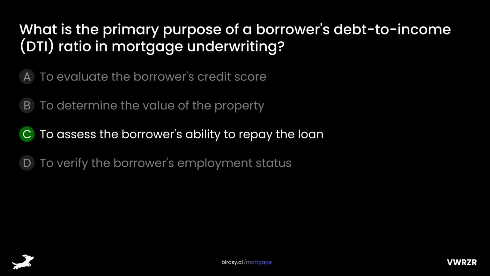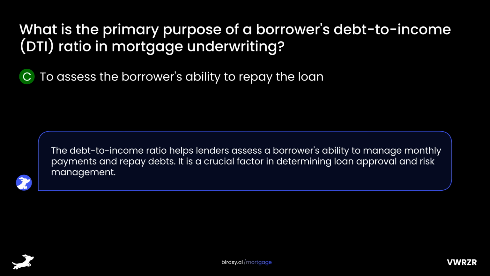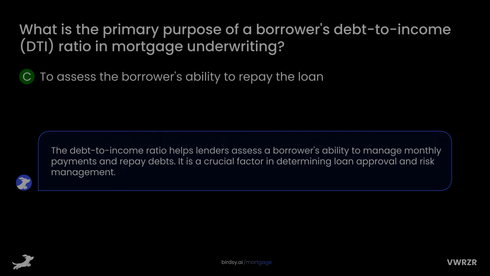The answer is C, to assess the borrower's ability to repay the loan. The debt-to-income ratio helps lenders assess a borrower's ability to manage monthly payments and repay debts. It is a crucial factor in determining loan approval and risk management.